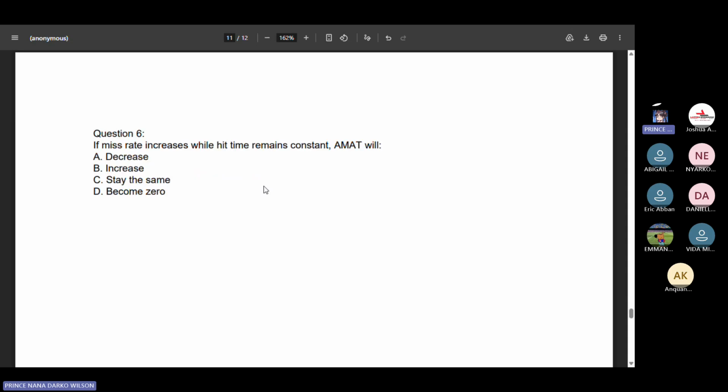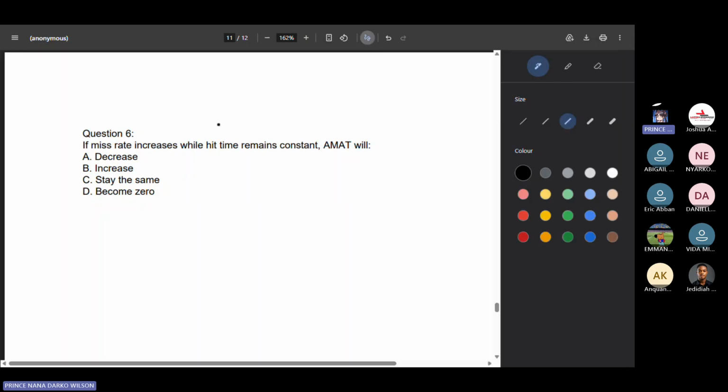Let's proceed. If miss rate increases while hit time remains constant, what happens to the average memory access time? Does it increase or decrease? Let's apply some creativity to our thinking. It says the miss rate increases. It means the chances that we will not find the value inside the cache increases. Yes, please, what's your answer? It's B. Okay, she says the correct answer is B. So Vida thinks it's B.